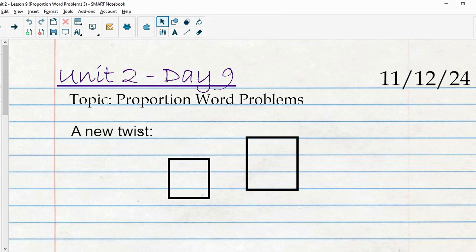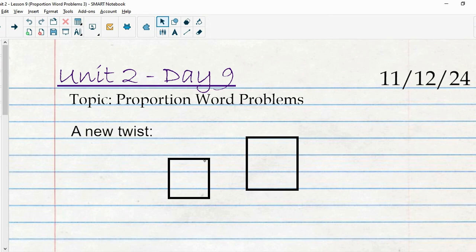So what are we doing here? When we deal with proportion word problems, sometimes we not only deal with money, like exchanging money from one country to another country's currency. It's also a new kind of problem here that involves geometry. Okay, ready? So let's say we have 2 rectangles here. They are similar, meaning similar figures.